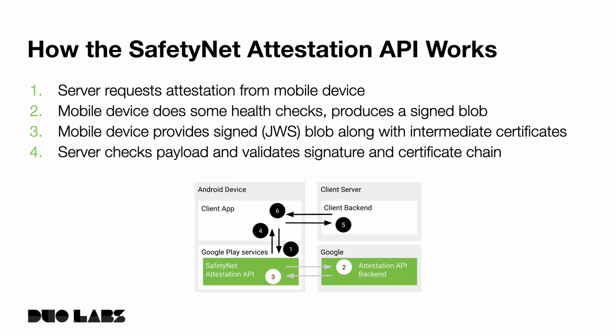So from a very high level, the way the SafetyNet Attestation API works, rather, is that the server will request an attestation from a mobile device. Then the mobile device will do some health checks and produce a signed blob. Next, the mobile device will provide a JSON web signature along with the intermediate certificates to the application server. And then the application server will check the payload and validate the signature against the chain.